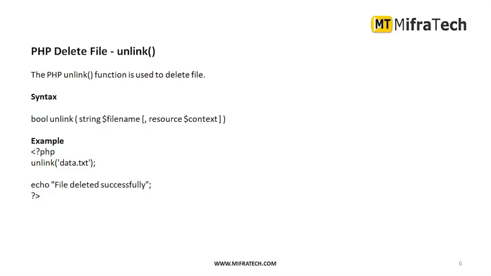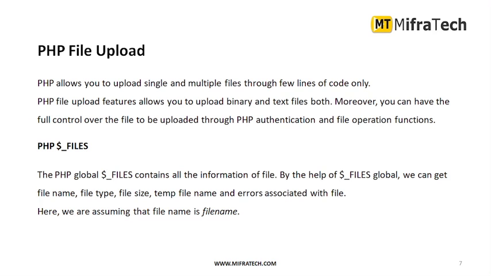Next, PHP delete file, unlink. The PHP unlink function is used to delete a file. Syntax: bool unlink(string filename, resource context). Example: PHP unlink data.txt, echo file deleted successfully. This is how we delete a file using a PHP command.